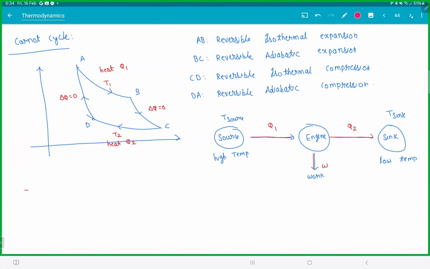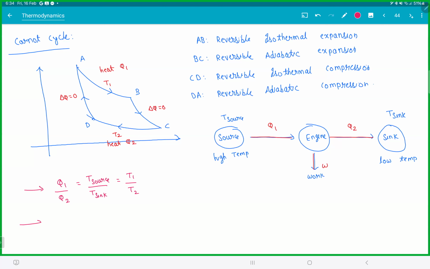The main thing to remember in this process is that the heat absorbed Q1 and Q2 will be in the ratio of T source by T sink. Like I said, the proof is not important. We'll not get into it right now. In Mains it is not there at all. In Advanced also, the proof is not important.